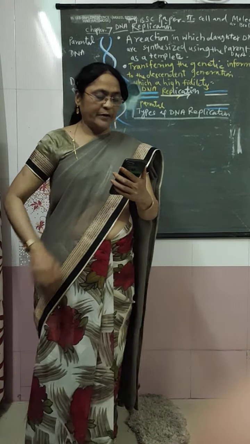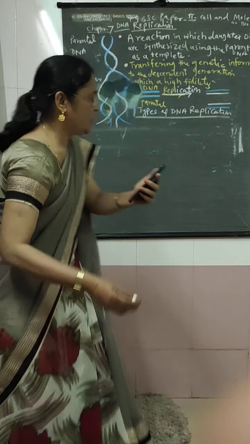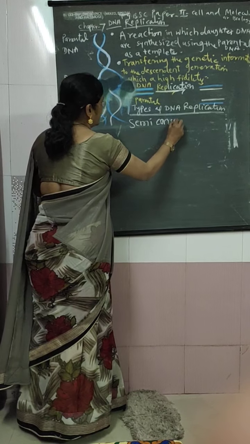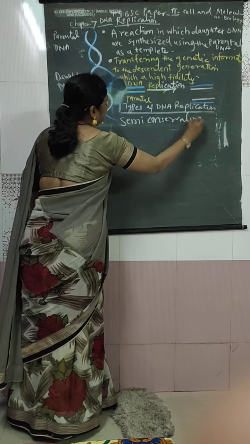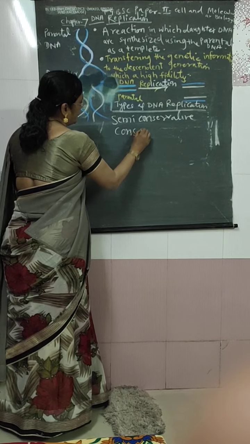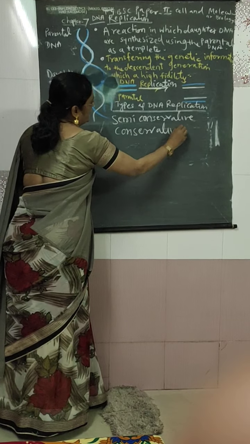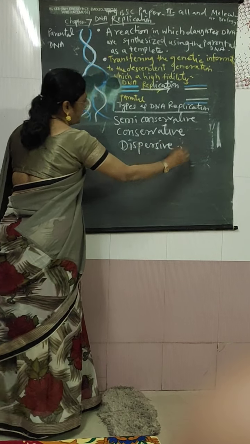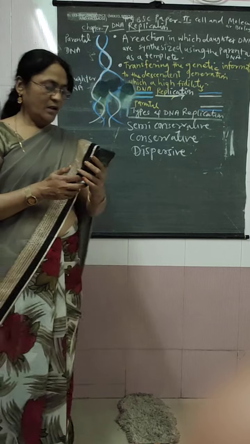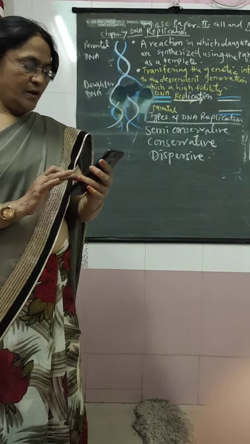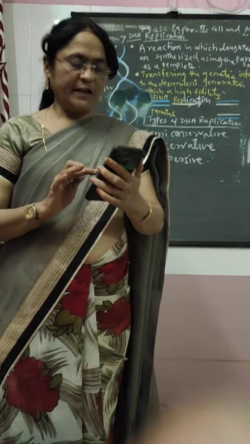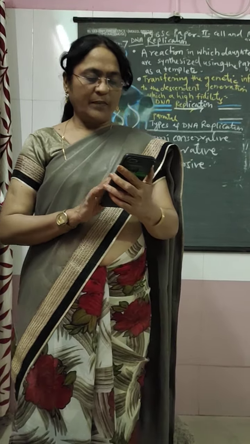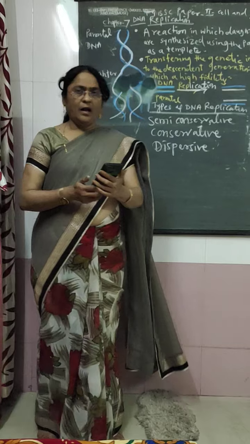types. Number one is called semi-conservative DNA replication. The second one is called conservative. And the third one is called dispersive. These are the three types of DNA replication. There are two different types of DNA replication in prokaryotes as well as eukaryotes. These two replications occur.